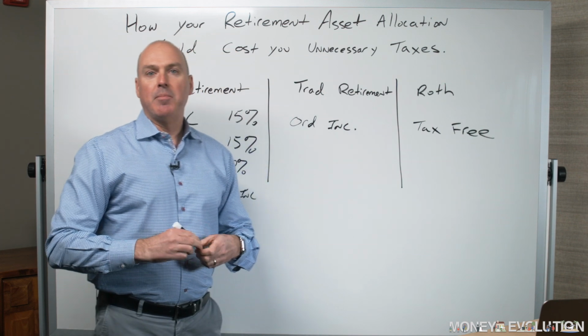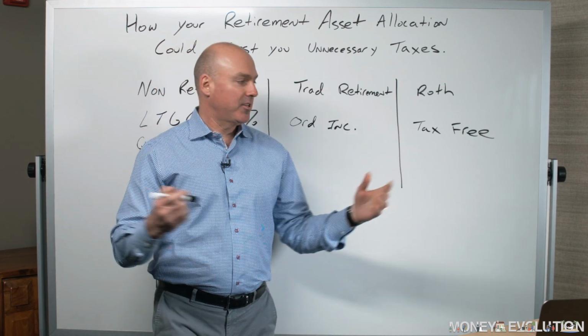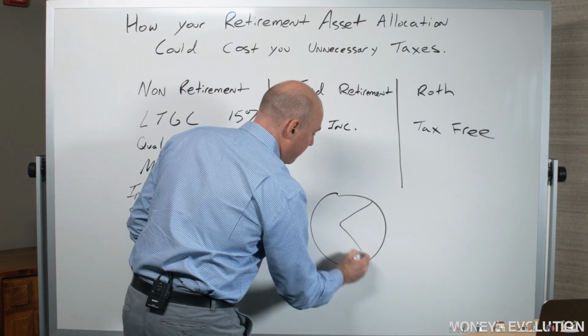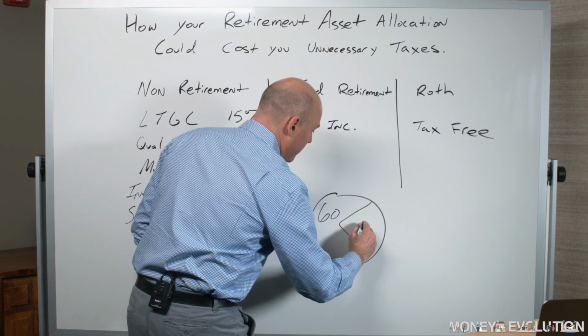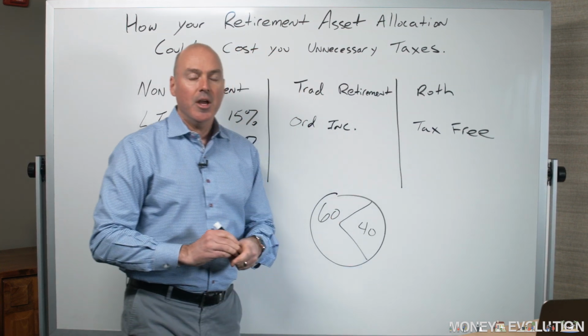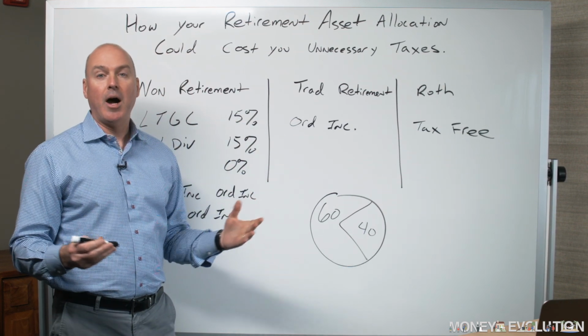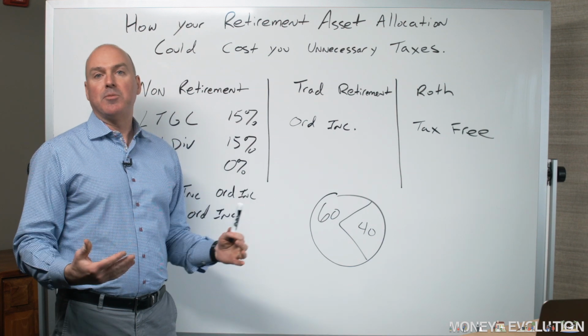So if we start to think about this and how we want to build our asset allocation, let's just say that we're talking about a 60-40 retirement asset allocation that almost everybody talks about, where maybe 60% of your assets are in stocks and 40% of your assets are in bonds. What's the best place to do that?